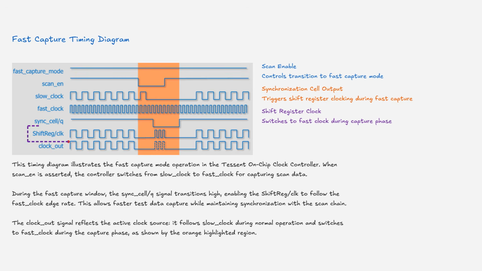The clock out signal reflects the active clock source. It follows slow clock during normal operation and switches to fast clock during the capture phase, as shown by the orange highlighted region.